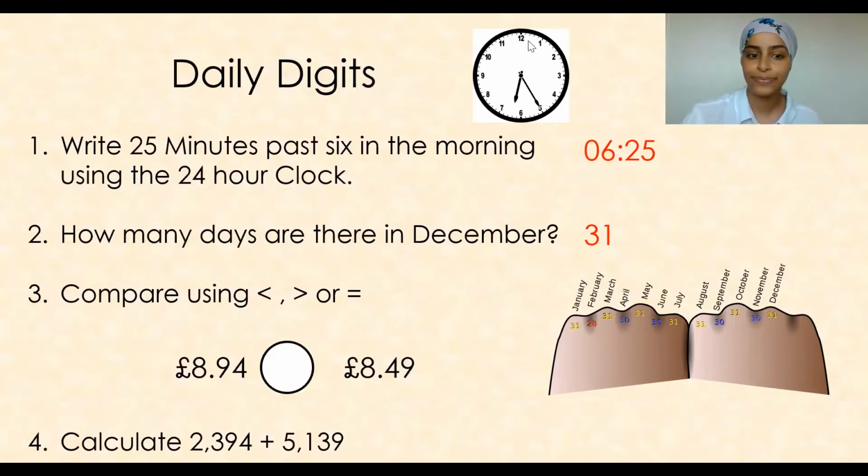Number 3, £8.94 is greater than £8.49. So last week we were doing decimals, and in order to compare decimals, what we usually do is start with the largest value. So in this case here, we're going to start with our ones. They're both 8 right now, which means they're both the same so far. And then after the decimal point, we have the tenths. The first number has 9 tenths and the second has 4 tenths. So without even having to go to the hundredths, I know that £8.94 is greater than £8.49.